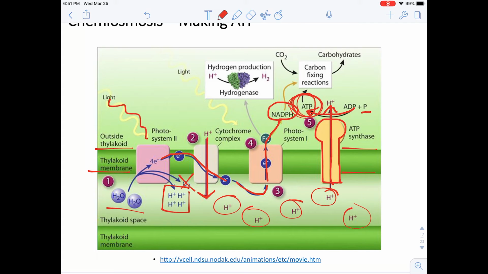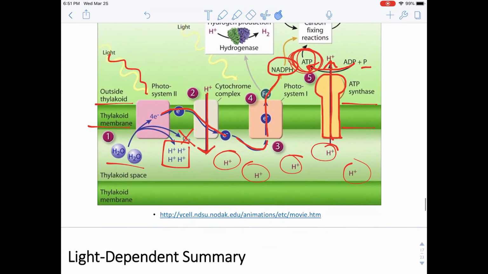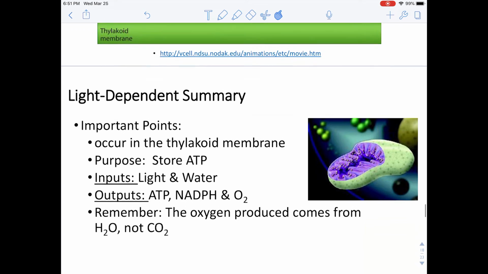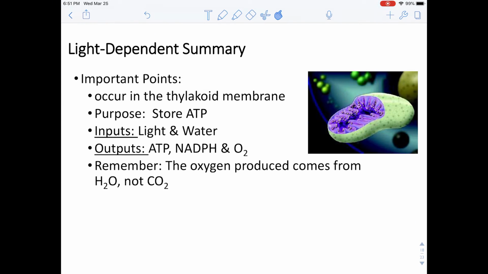So that's really what chemiosmosis is all about. There's another link to a video at the bottom here that can help show that to you in an animated way. Okay, so that's the end of the light. So that was just about light. That's what's happening in the daylight hours here.